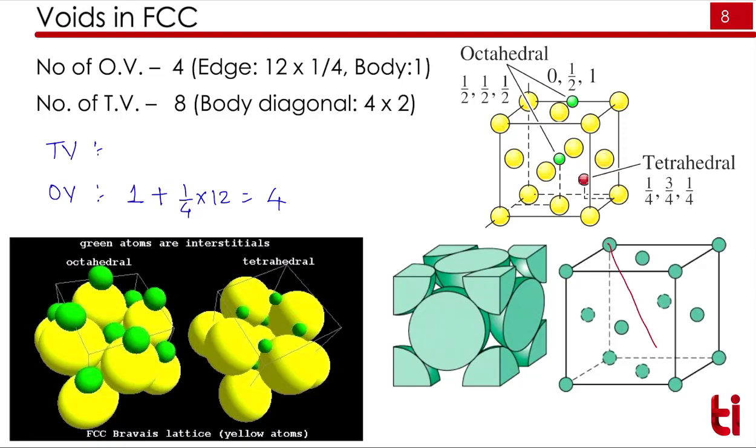So this is the first one, second body diagonal, this is third body diagonal, and this is fourth body diagonal, and it is situated at this position. So we can accommodate 2 voids at each body diagonal, and since there are 4 body diagonals, total number of voids is equal to 8. So 4 body diagonals into 2 equal to 8.